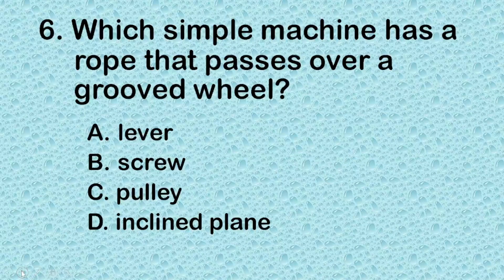Number 6. Which simple machine has a rope that passes over a groove wheel? A. Lever. B. Screw. C. Pulley. And D. Inclined plane. The correct answer is letter C. Pulley.